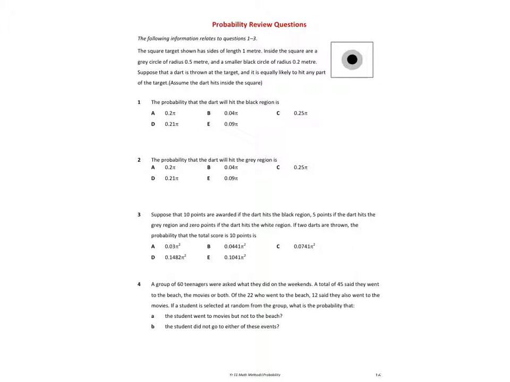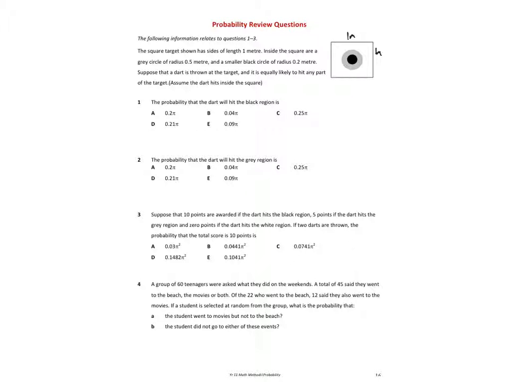Okay, let's just do a few revision questions. The target shown is 1 metre by 1 metre. Inside the square are a grey circle of radius 0.5 and a smaller black circle of radius 0.2.